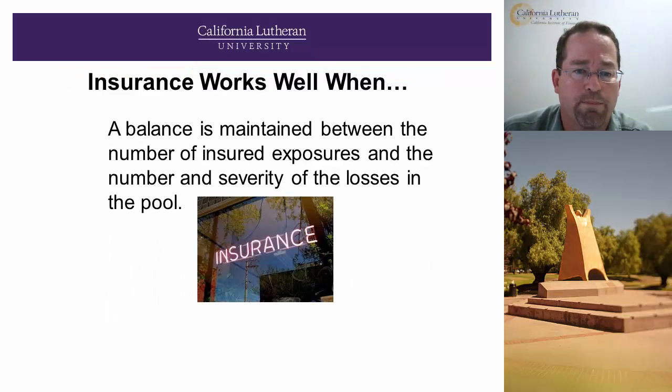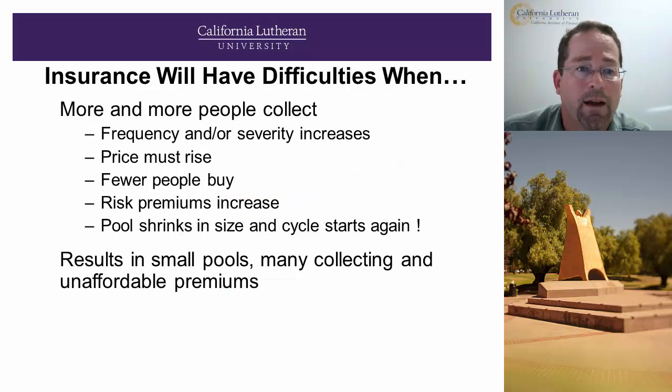Now, insurance works well when the balance is maintained between the number of insured exposures and the number and severity of those losses in the pool. Insurance will have difficulties when more and more people collect on their policies. The frequency and/or the severity increases. That'll raise that outflow of dollars from the insurance company. Therefore, the price must rise in order to maintain stability of the company. Fewer people will buy as a result of that price increase. The risk premiums increase, and then the pool shrinks in size as those customers defect to another and cheaper carrier, and the cycle starts all over again. This can result in small pools, many collecting, and unaffordable premiums.